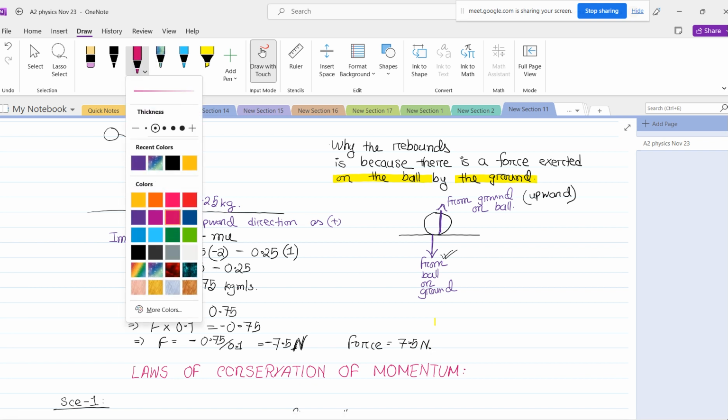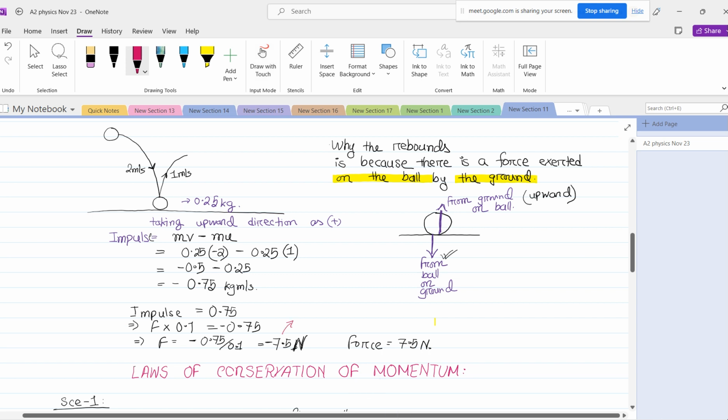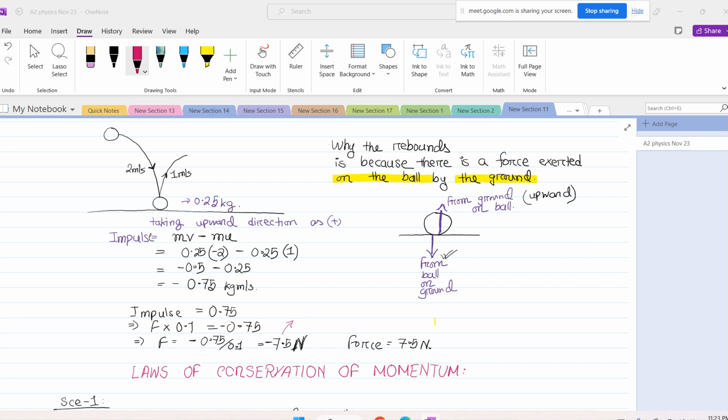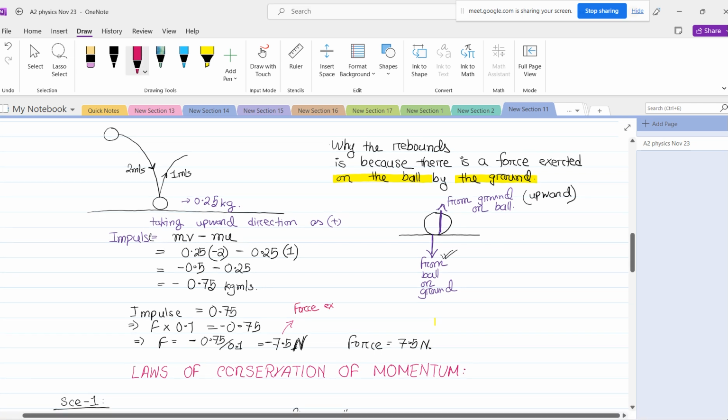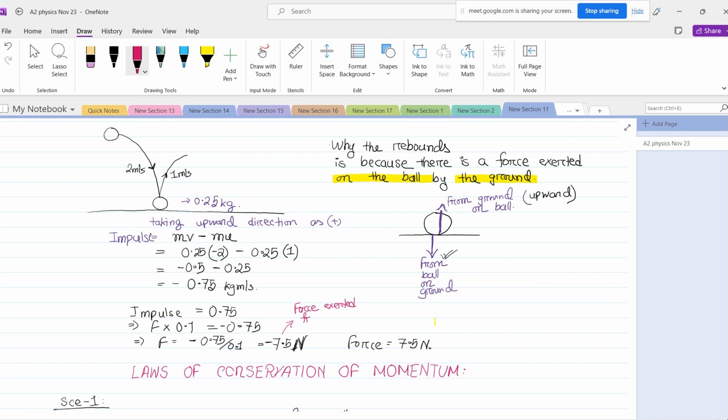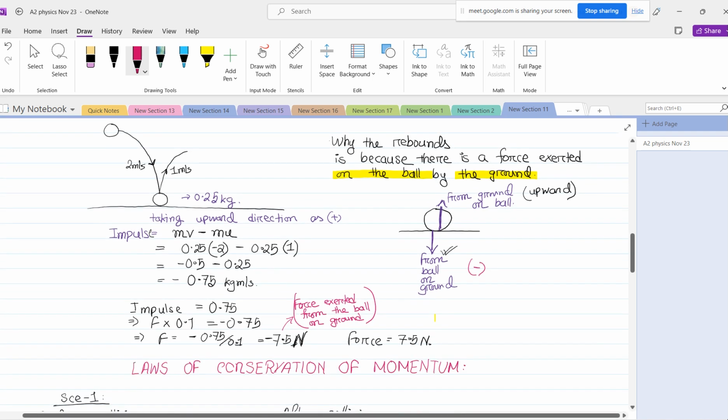What we calculated here, negative 7.5, was basically the force exerted from the ball on the ground, and it was negative. So obviously from our calculation, the value for force will come out as a negative value. But as we were just involving the upward force, that was the force exerted from the ground on the ball, it will be positive. Our final answer will be just 7.5 Newton. Is this clear up to this point?